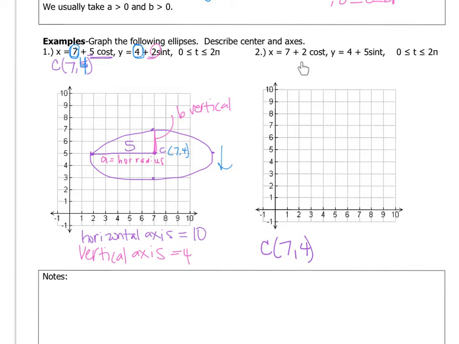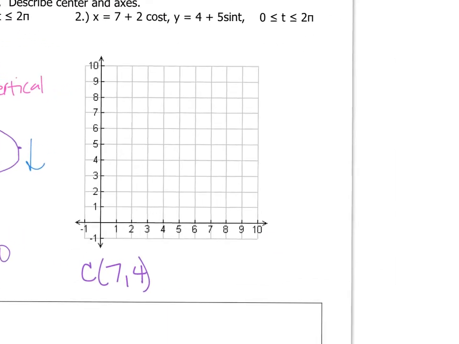So if horizontally from the center it's only 4 units across, and vertically now from the center it's 10 units, we can see that our ellipse is now going to be stretched longer vertically. So let's graph this out. Again, our center is at (7, 4).